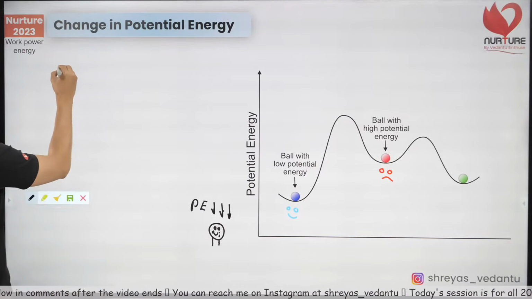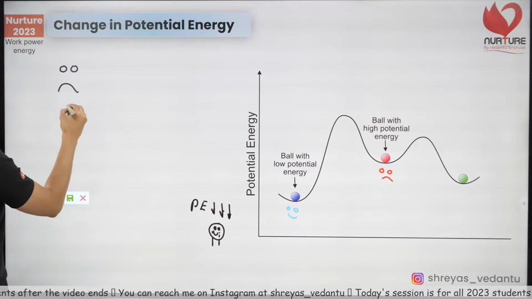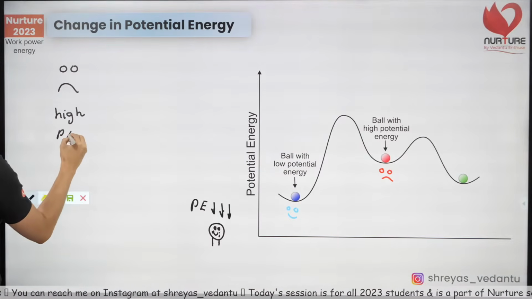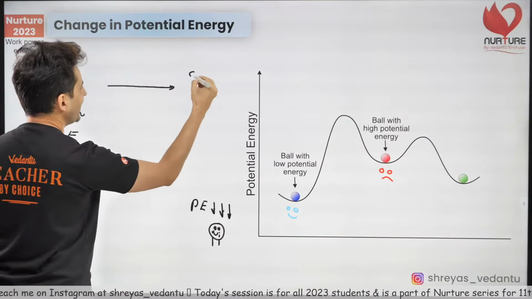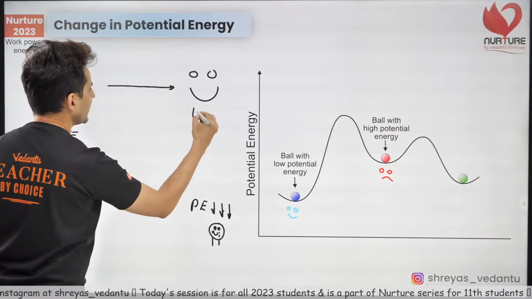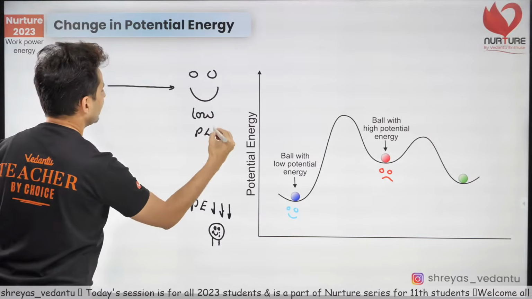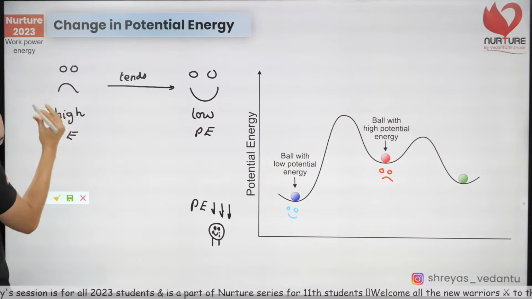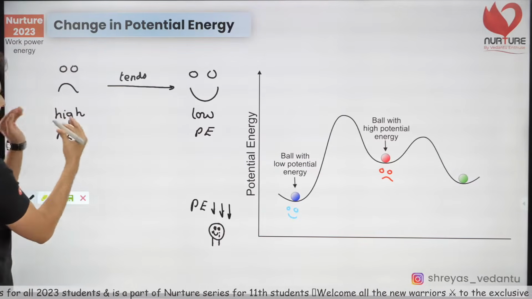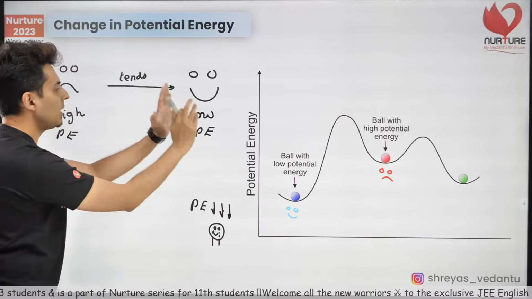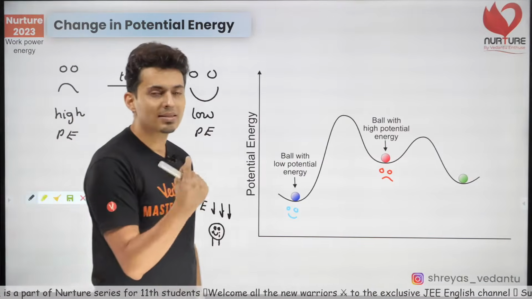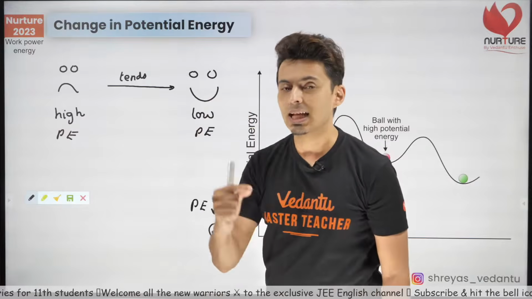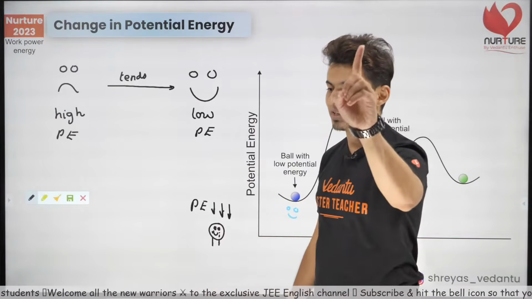So this is the most important diagram that you should know. When you are sad, that means you are high with potential energy, and then you become really happy. So this is low potential energy. So every system tends to go from high energy to low potential energy, from sadness to happiness. So that's how you decide whether something has more potential energy or less potential energy. I hope that makes sense.